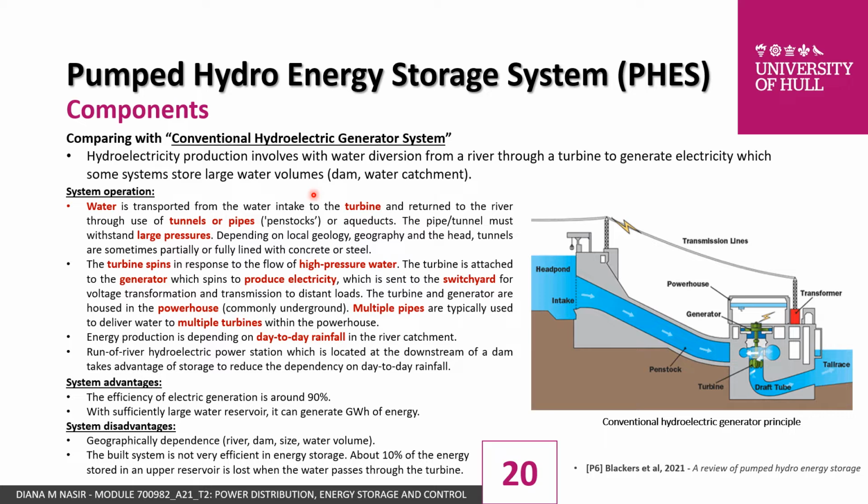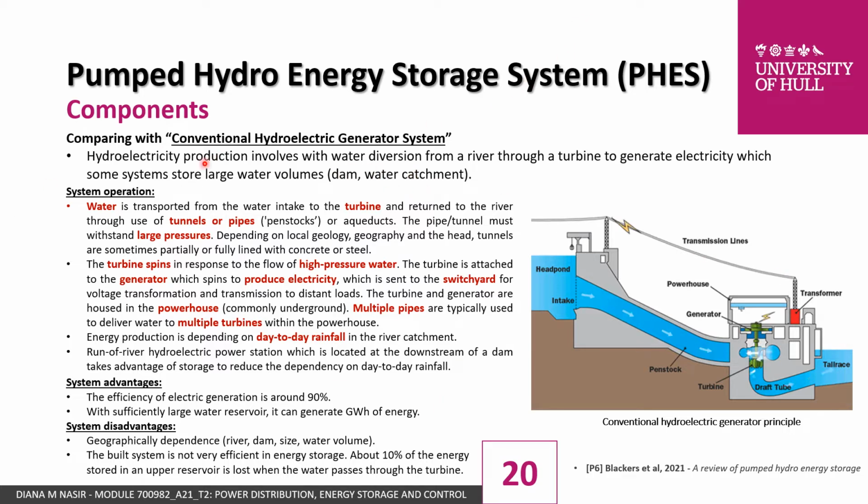There is not much difference to compare between the pump hydro system and the hydroelectric generator system, where both systems use the water pressure from the water intake to generate electricity by spinning the turbines. It's just that the main function of the hydroelectric is solely to generate electricity, and the system stores the energy depending on the volume of water, such as at the water catchment or dam.